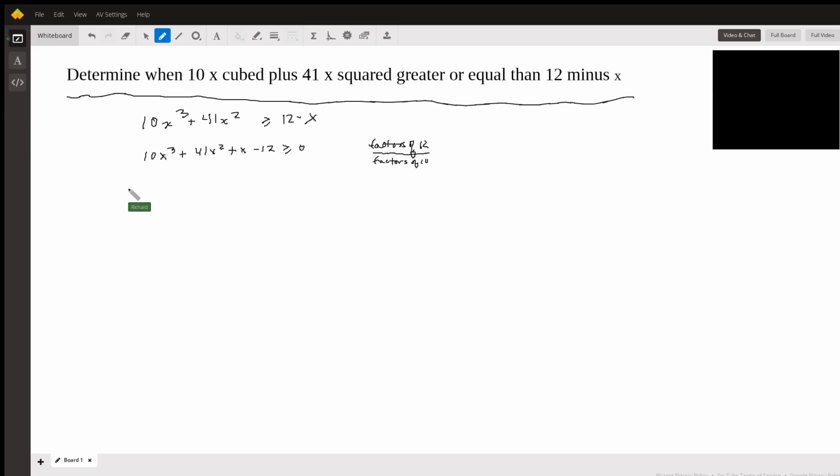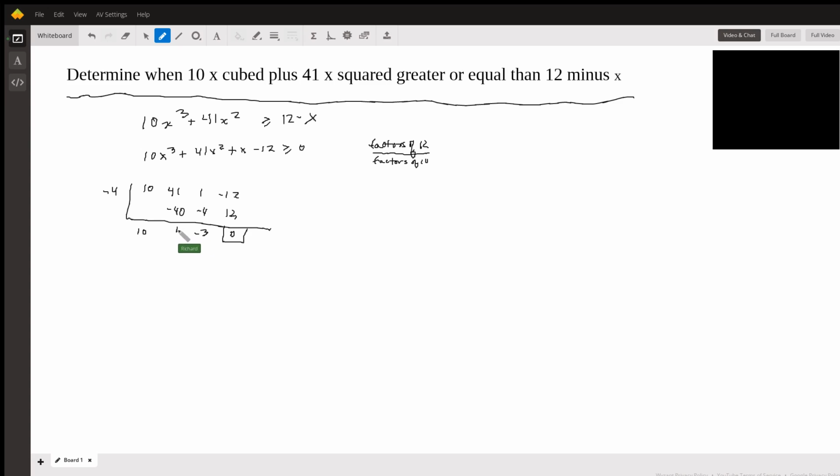So let's show -4 working here. It's going to give us a 0. We'll do synthetic division. Here's 10, 41, 1, -12. Bring down the 10, -40, 1, -4, -3, 12, and you can see we get no remainder. So x plus 4 is a factor.